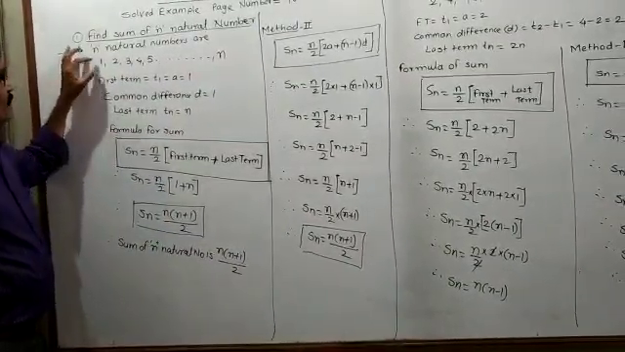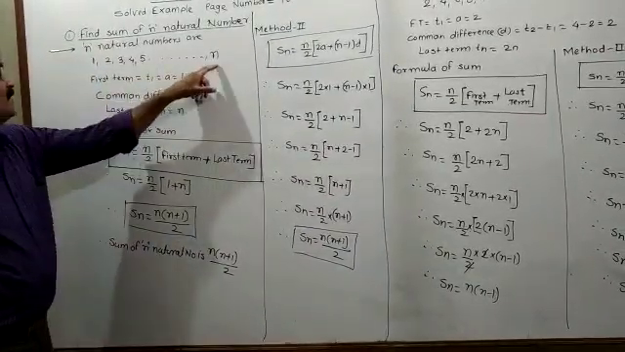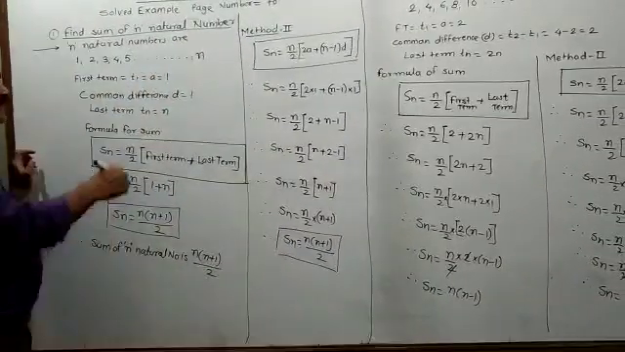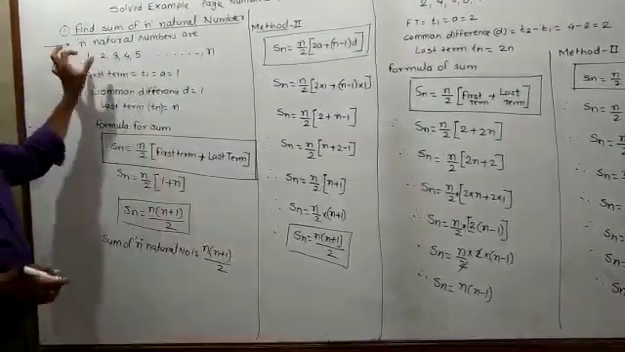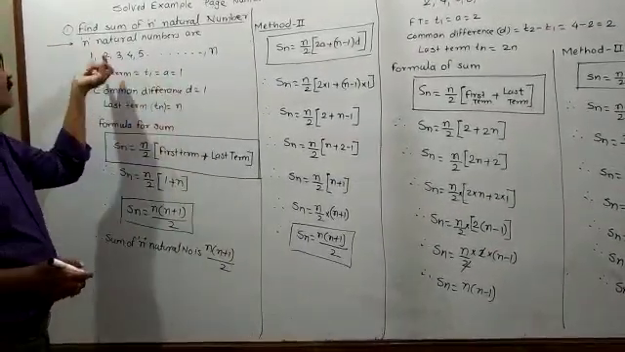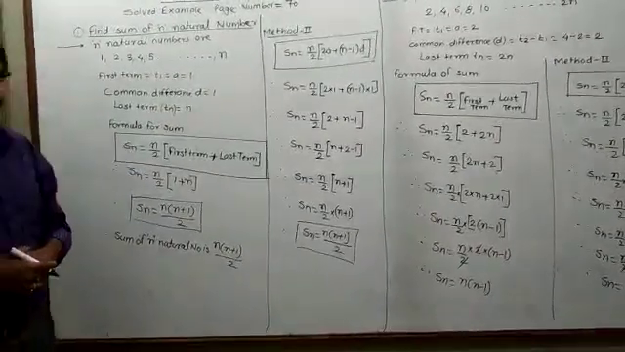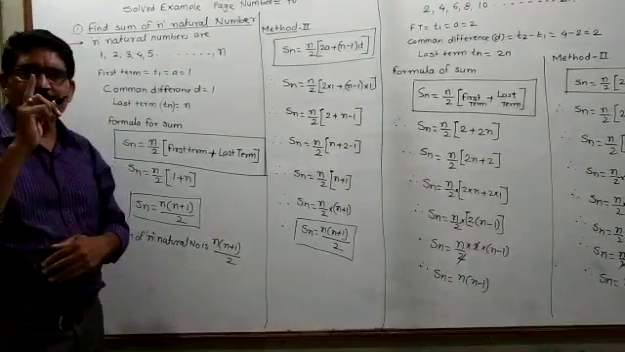So from the given AP, the first term T1 is equal to 1. The last term is represented by Tn, and Tn is equal to n. The common difference between two consecutive terms is T2 minus T1, which is equal to 1. The common difference between two consecutive natural numbers is always 1.